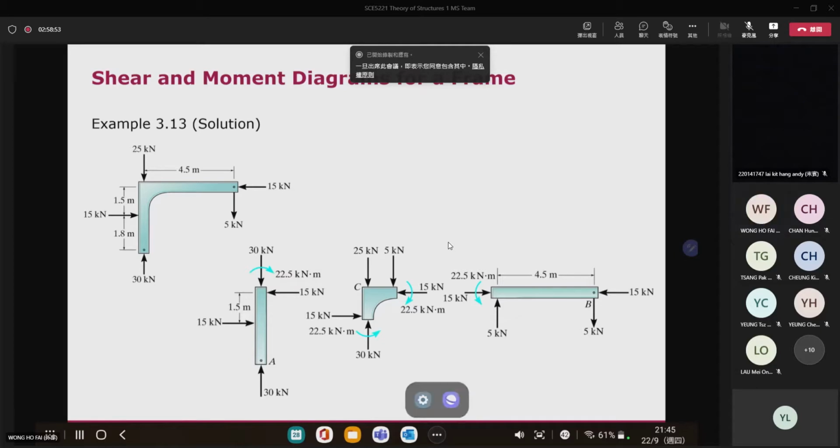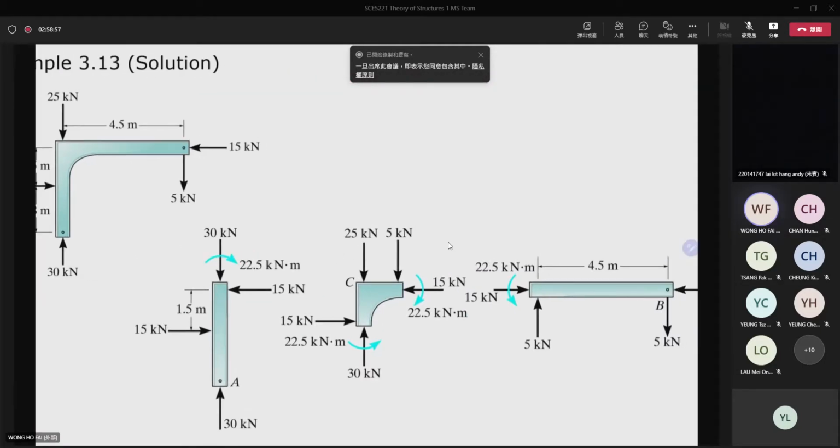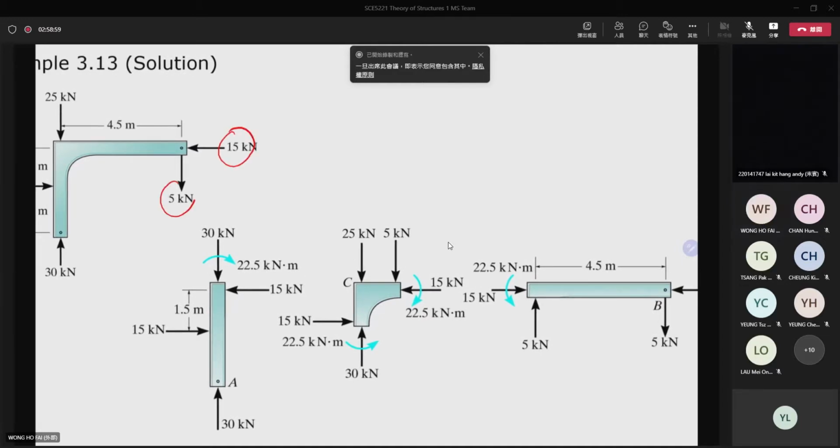Now, for the frame like this, actually you have the support reactions. You just solve 5 kN and 30 kN, okay? So for this one, actually we can find the member ends like this. We can decompose our structure like this. This one is the beam, and then I have a joint here, and then I have a beam like that.